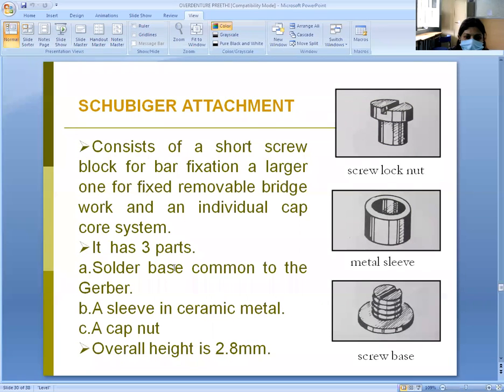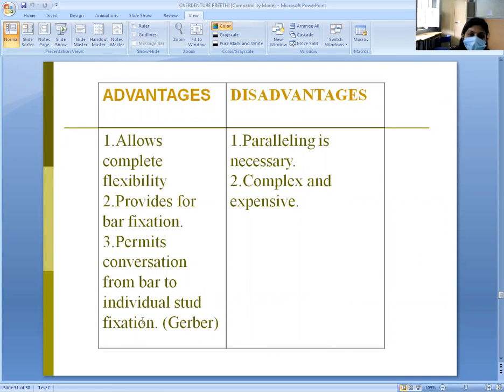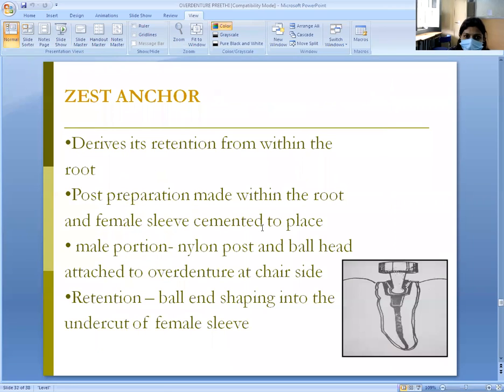It has three parts: a solder base, a sleeve in a ceramic metal or a cap nut, and the overall height is 2.8 millimeter. So again, the advantages of this: it allows complete flexibility, provides for bar fixation, and permits conversion from bar to individual stud. If paralleling is not possible, you can use individual stud fixation instead of bar. And here again, as I told you, paralleling is not necessary and is complex and expensive.